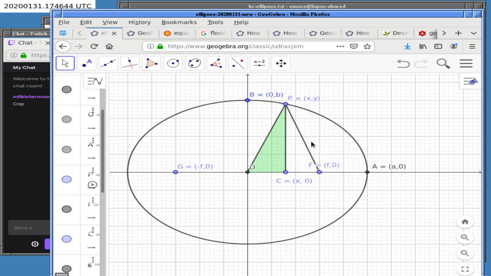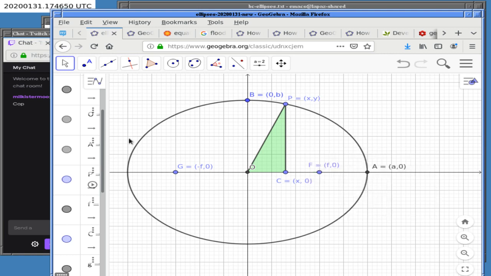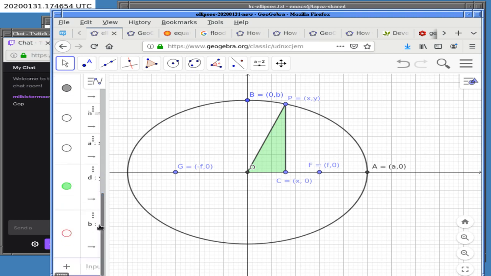Okay, we did it to the wrong thing, but still, it's okay. Now we'll go get our red guy back. Anything else you want to say, Milkister Moo? Okay. So this is the area swept out by the center, which can be computed fairly easily.